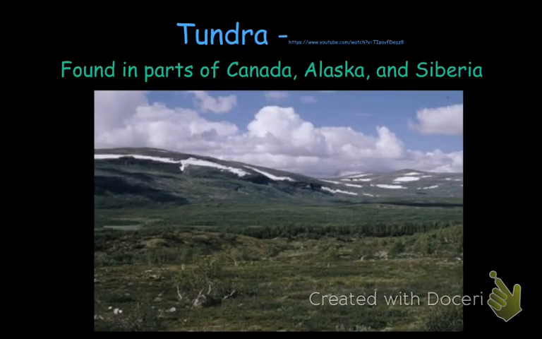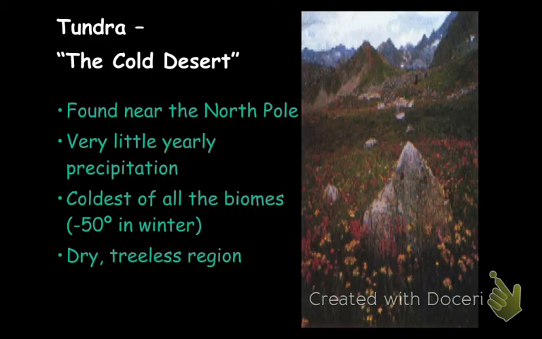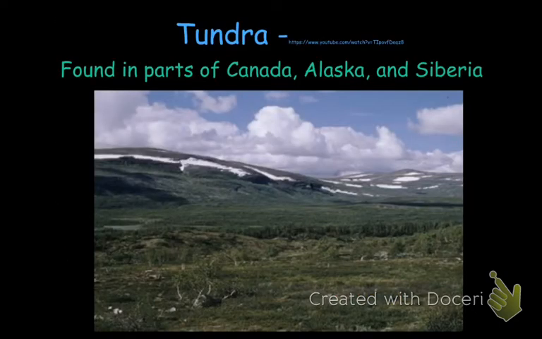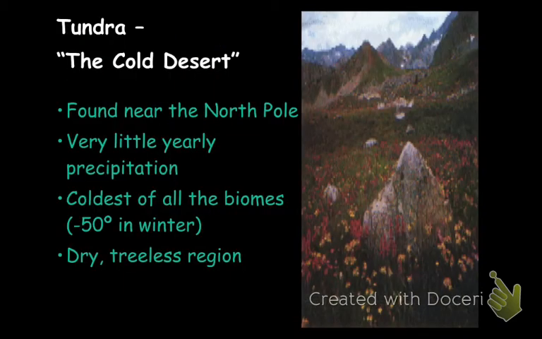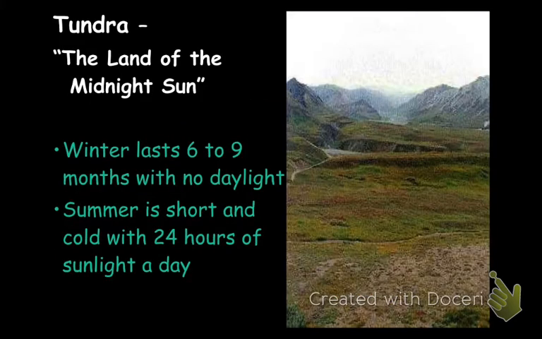Your first one is your tundra. This is found in parts of Canada, Alaska, and Siberia. It's known as a cold desert. And so as you can see from these two pictures, they're very, very dry. There's not a lot of moisture there, so that's why it's called the cold desert. They have more evaporation than they do precipitation, and they are treeless because the ground is so frozen, tree roots can't go deep into the ground.